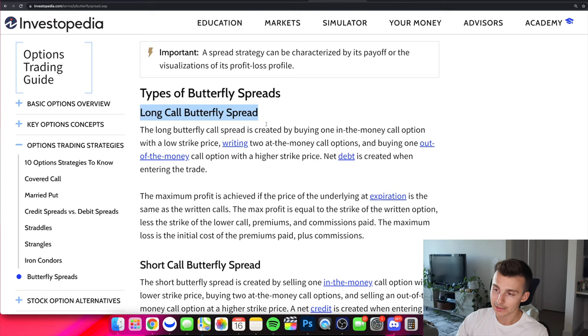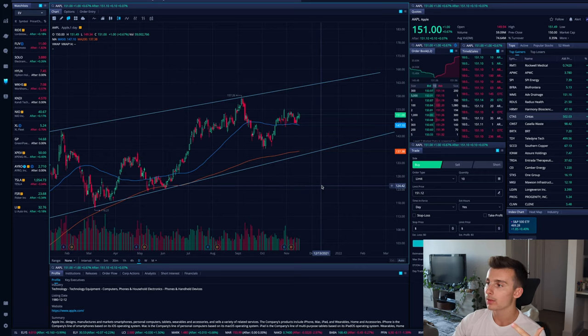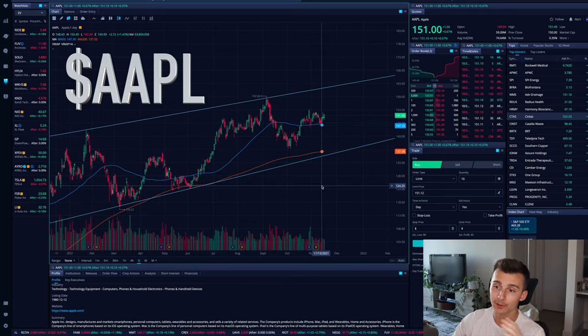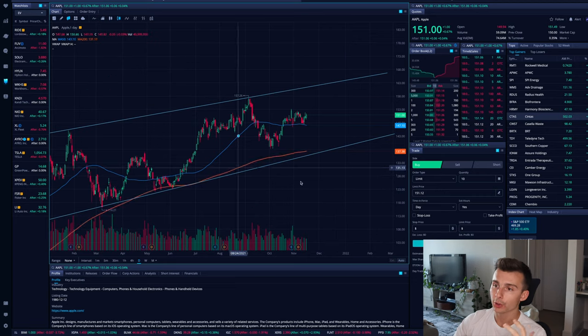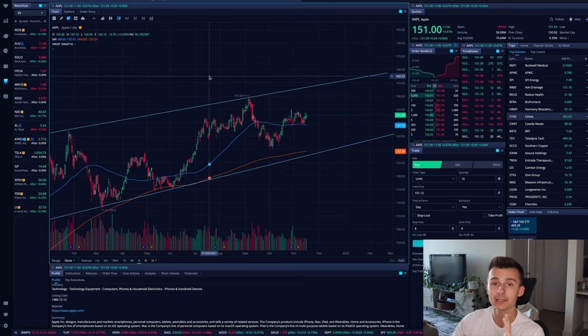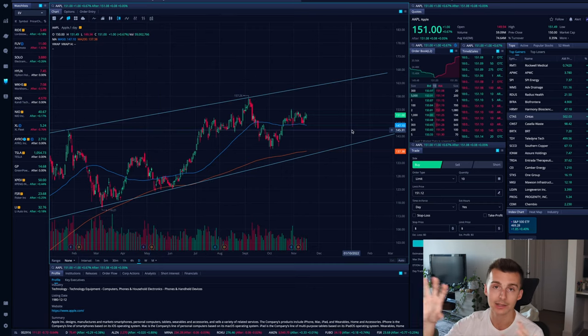So let us now dive into a long call butterfly spread. We are now on the Webull platform and here we are looking at Apple. We're going to use Apple as our example because it's pretty straightforward in terms of how we can go about doing this. So on our chart, we're going to go up to the options tab. Now, there are plenty of videos already on this channel that cover how to build out a customized layout, Webull tutorials, all that stuff.